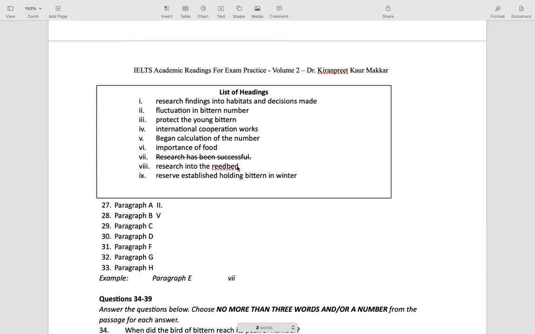Yes, sir. This could be. Then this can be the answer, right? Yes, sir. Okay. What's the difference between first and eighth? Tell me.